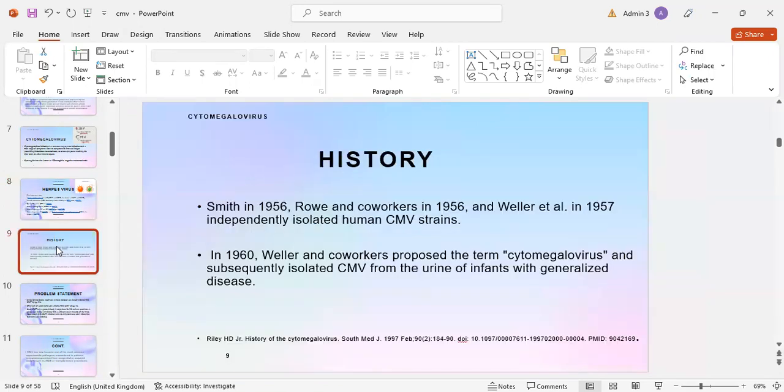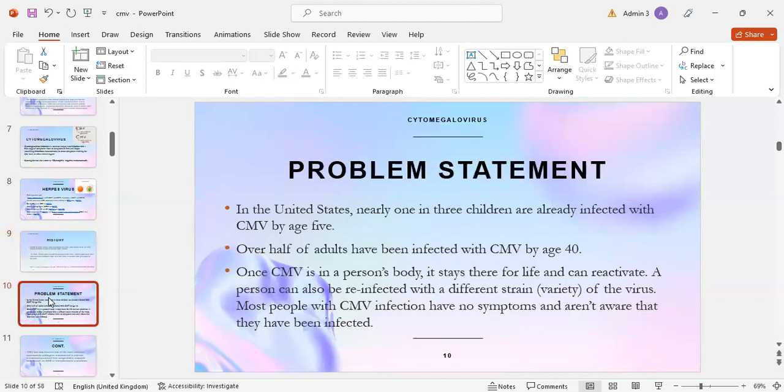History. Smith in 1956, Rowe and co-workers in 1956, and Weller et al. in 1957 independently isolated human cytomegalovirus strains. In 1960, Weller and co-workers proposed the term cytomegalovirus and subsequently isolated CMV from the urine of infants with generalized disease. Problem statement. In the United States, nearly 1 in 3 children are already infected with cytomegalovirus by age 5.